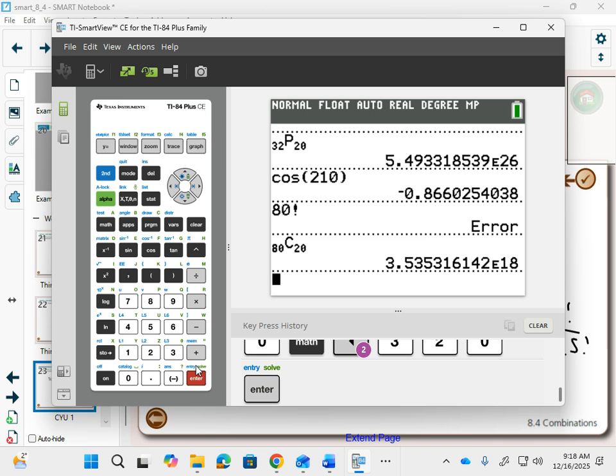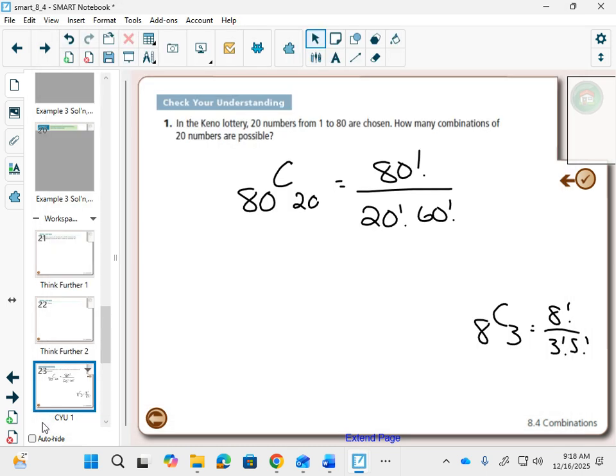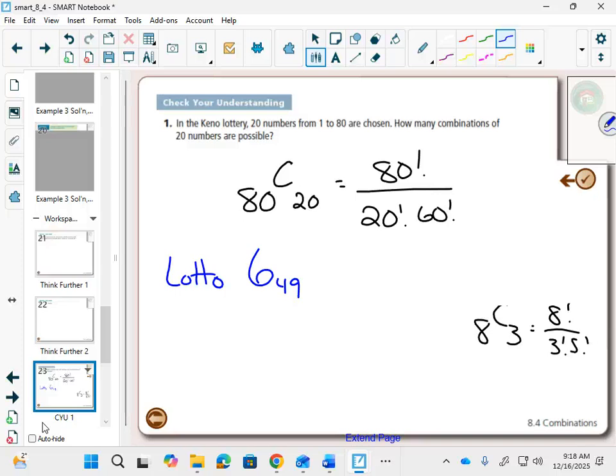Now, this is the Keno lottery. It's not really a lottery that's well known in Canada. Here's one, have you heard of this one? Lotto 649? That's a pretty famous Canadian lottery, and it's very similar to the Keno lottery, except in Keno you have to pick 20 numbers. In Lotto 649, you choose 6 numbers from 49. So the total number of possibilities is 49 choose 6. We go to our calculator and put this in.